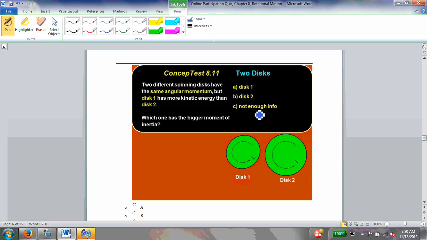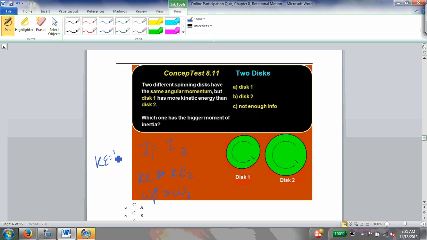Two different spinning disks of the same angular momentum, but disk 1 has more kinetic energy than disk 2. So I is the same for these. I1 is equal to I2, but the kinetic energy of disk 1 is bigger than the kinetic energy of disk 2. That means, just like we did before, that disk 1 has a bigger omega than disk 2. So omega 1 is bigger than omega 2.